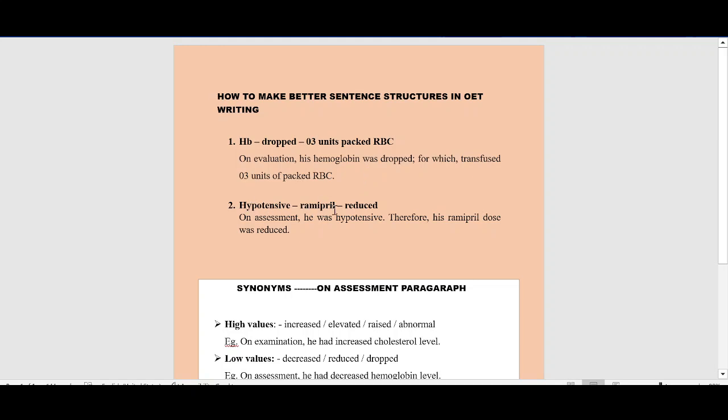This is a medication reduction. The patient was hypotensive, therefore, though he is taking ramipril, the dosage was reduced, okay? So that was the meaning.